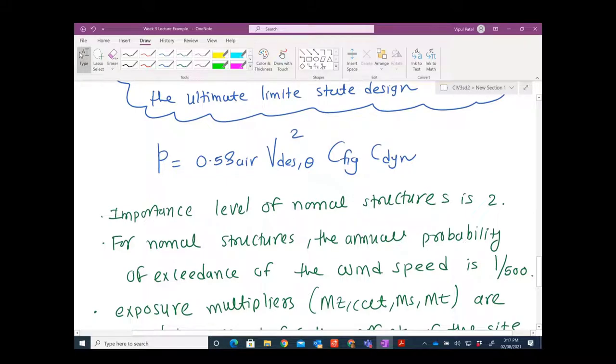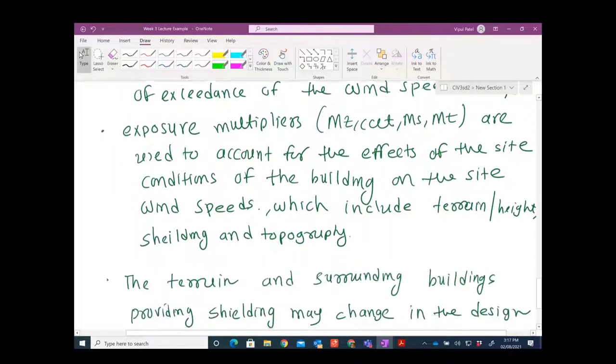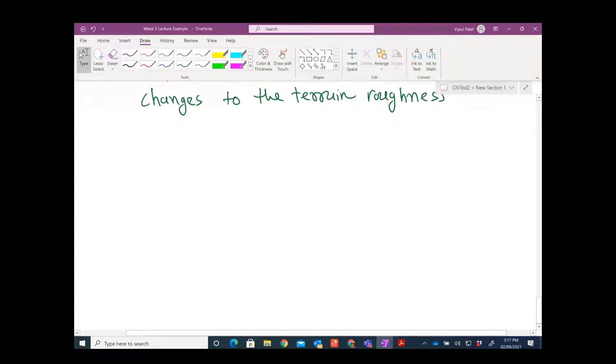There is a second equation, pressures, that we need to go through. Importance levels: if you are normal structures, the importance level is generally 2. So that's a quick note there. Okay, let's start solving these examples.